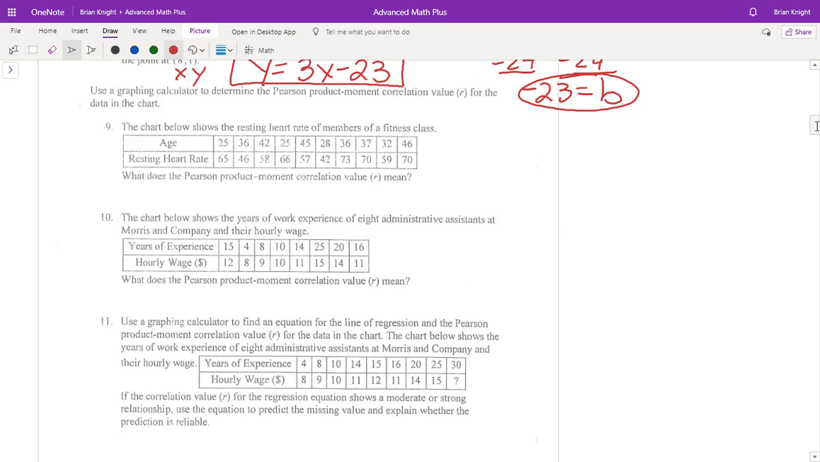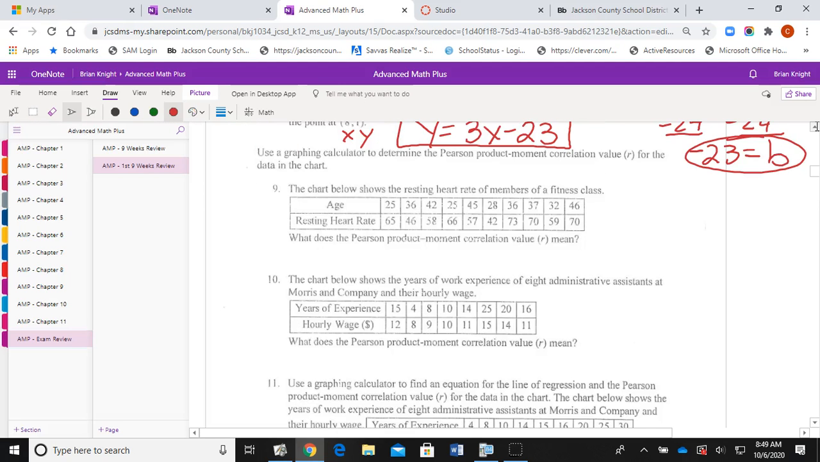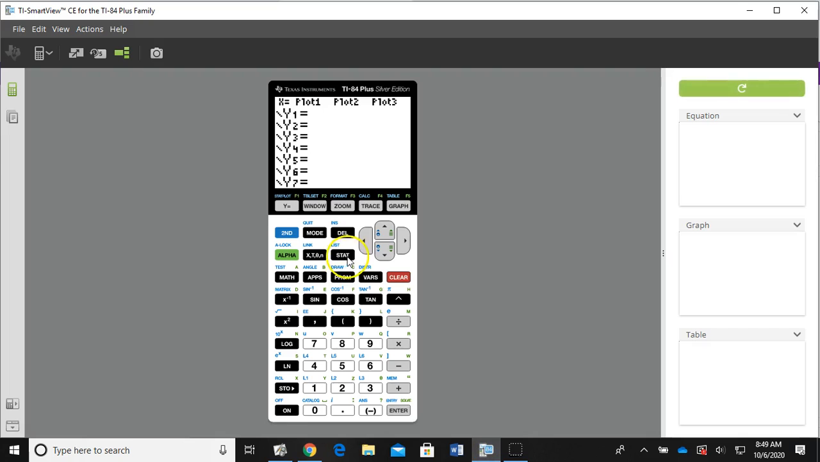So I'm going to kind of show you how. Let me get out of this real quick. You go to Stat, Edit. You're going to plug in L1 is the X's, so in this case the age. So you had 25. Wait, where did you guys go? Stat, Edit.